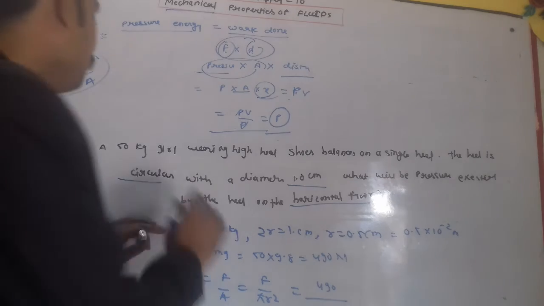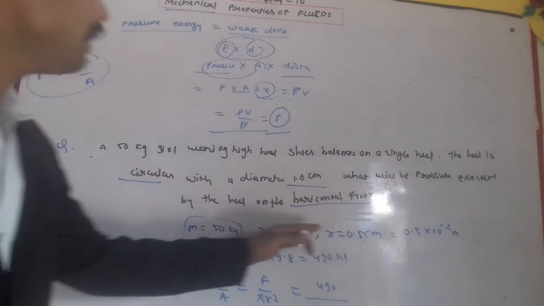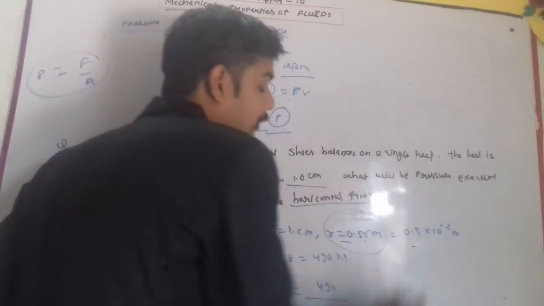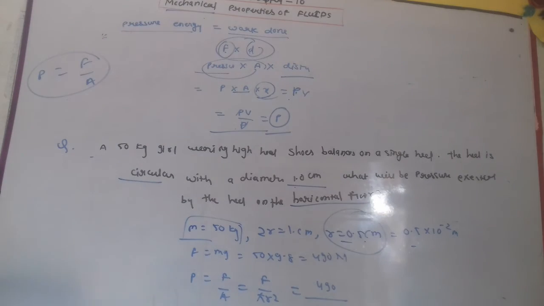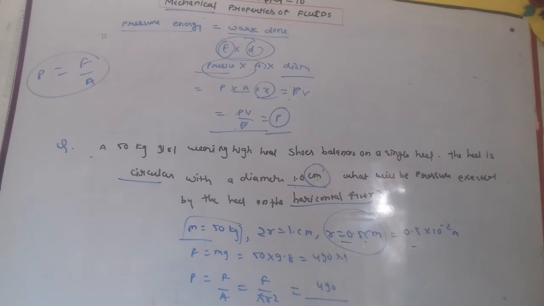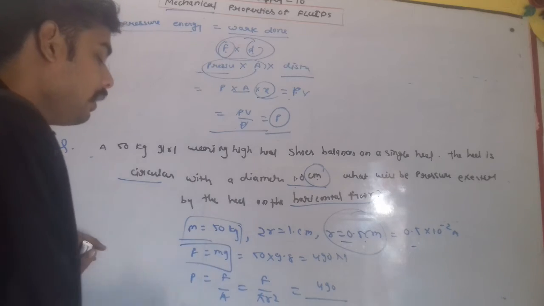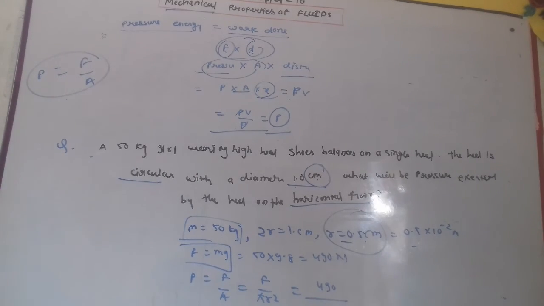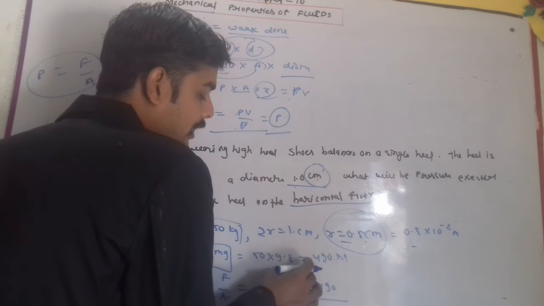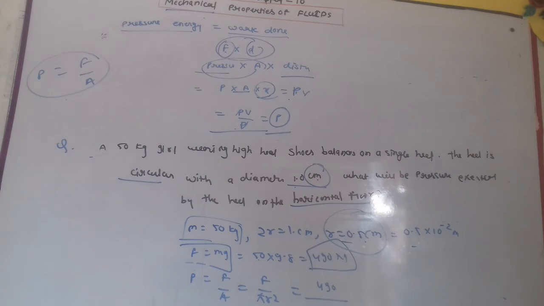So what is given? Mass of the girl is 50 kilogram. Diameter 2r is 1 centimeter, so the radius will be 0.5 centimeter. We have to change it to meter because here it is in centimeter. Changing to meter, it is 0.5 into 10 to the power minus 2 meter. Force will be the gravitational force, so F equals mg. We multiply 50 into 9.8, then we get 490 Newton.